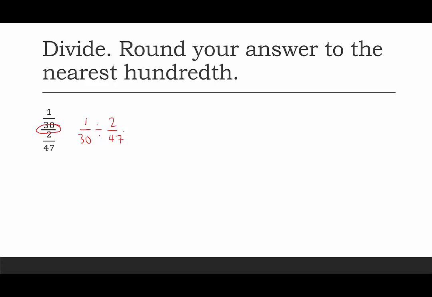Now we can use the fact that we can rewrite this division as multiplication by multiplying by the reciprocal of the divisor. That'd be 1 over 30 times 47 over 2. And we don't have anything that we can simplify. 1 is already as low as it can get. 47 is prime, so we're going to multiply straight across. That gives us 47 over 60.